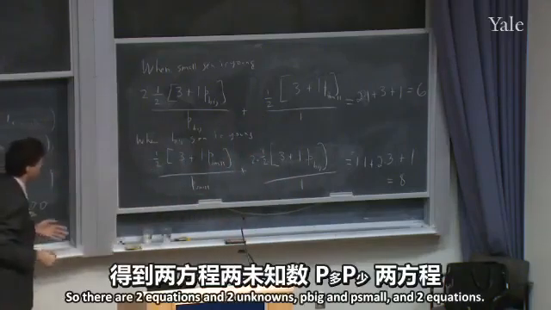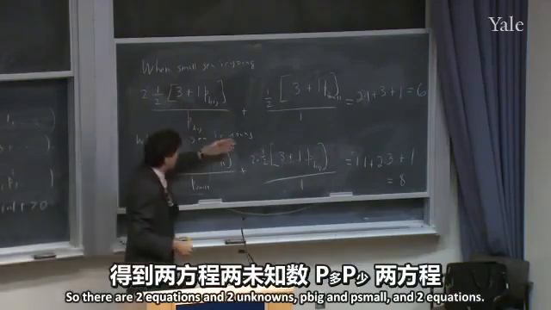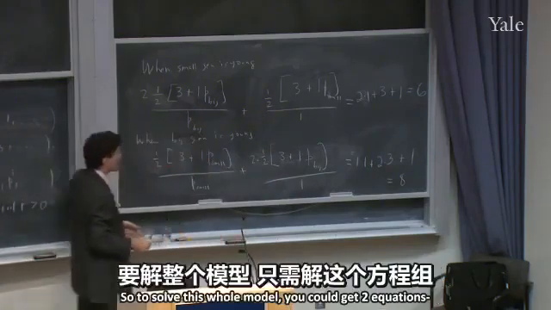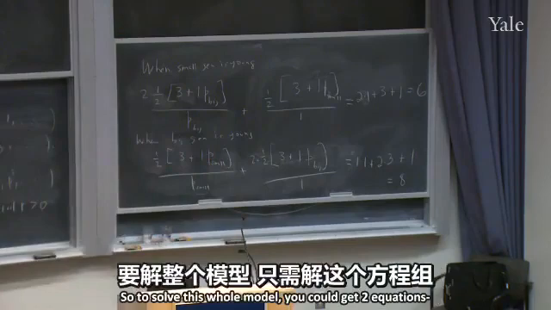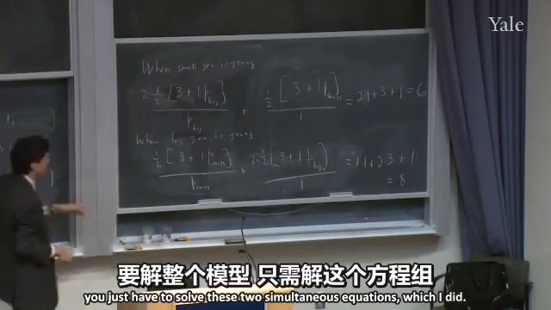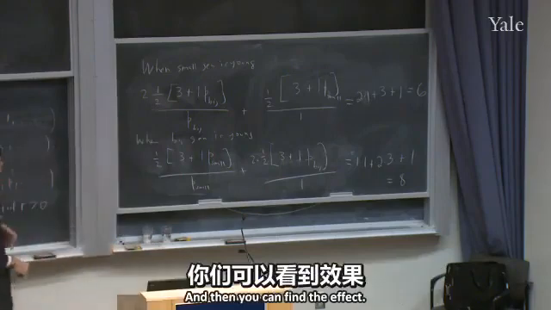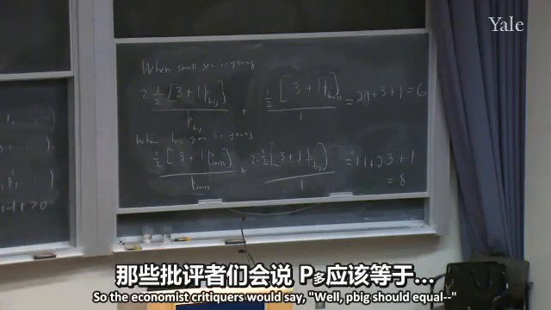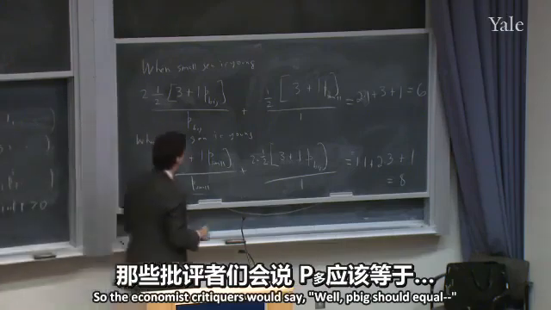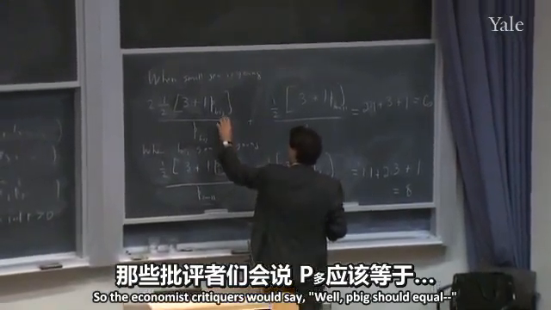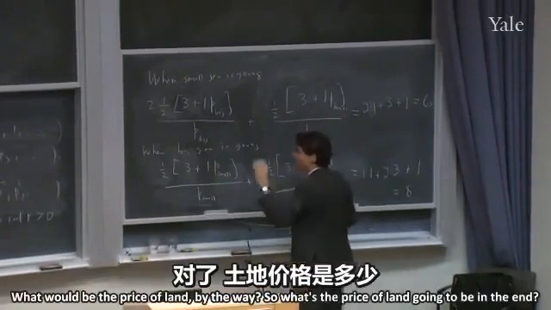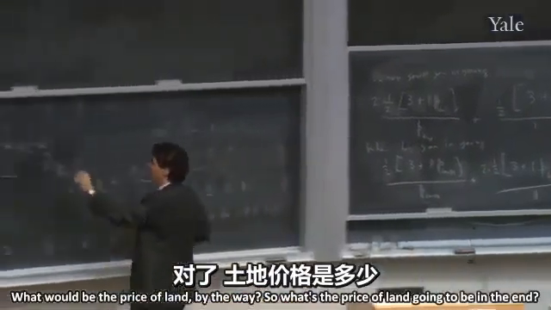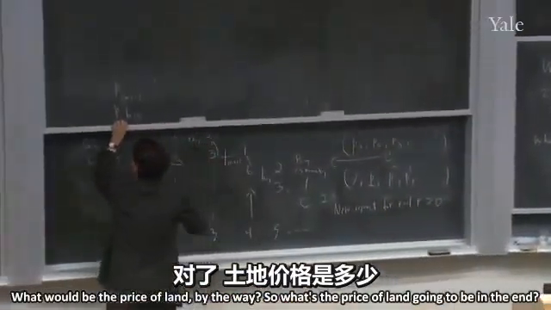So there are 2 equations and 2 unknowns, P big and P small. To solve this whole model, you just have to solve these 2 simultaneous equations, which I did. Okay, now, and then you can find the effect. So all these old economists, the economist critiquers would say, well, P big should equal, okay, what would be the price of land, by the way? So what's the price of land going to be in the end?